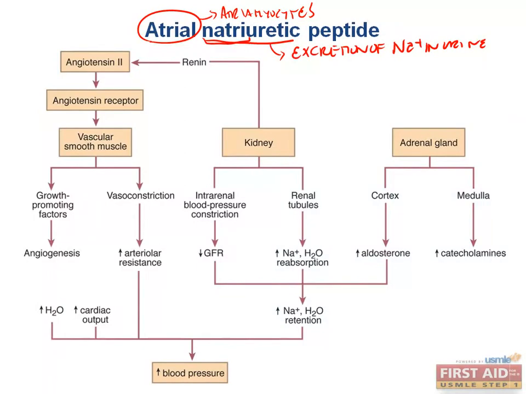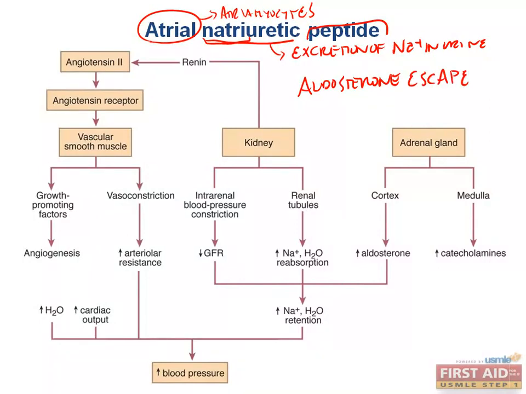Natri, N-A-T-R-I, means sodium, and uretic means through the urine. And peptide, obviously, that is the structure of the molecule we're discussing. So basically, some peptide released from the atrial myocytes will cause the eventual elimination of sodium in the urine. Atrial natriuretic peptide is critical in the aldosterone escape mechanism. Now, we hear this all the time. What does it even mean?